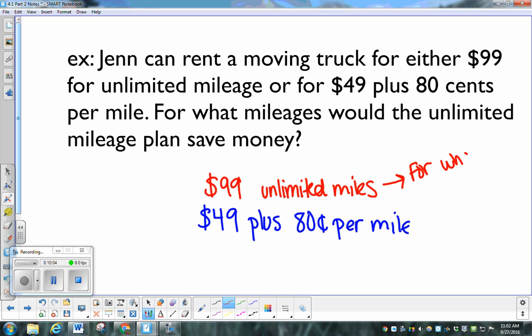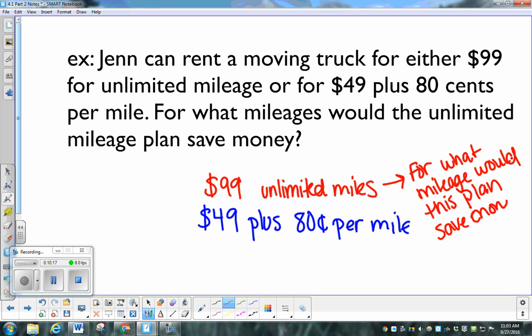For what mileage would this plan save money or be cheaper? That says money. I know it doesn't really look like it. Money. There we go. For what mileage would that plan save money? So that's what I might write down if it were me and I got this problem, because you want to remember what the problem was asking if you go back to study, but you don't necessarily have to write down every single word you saw.